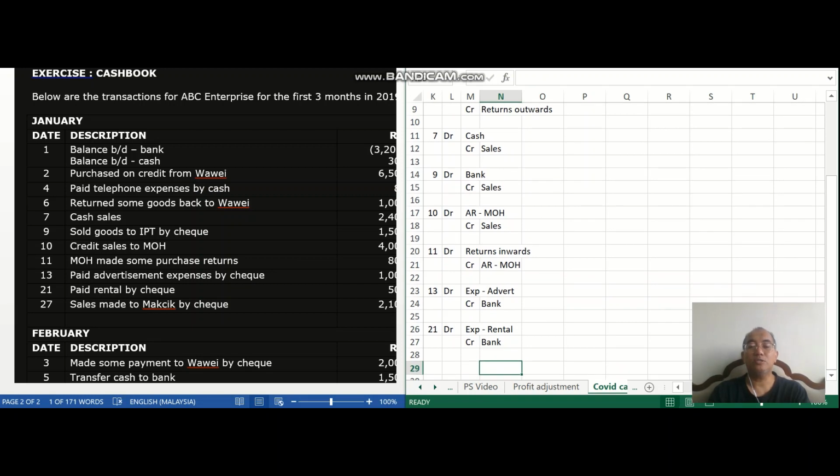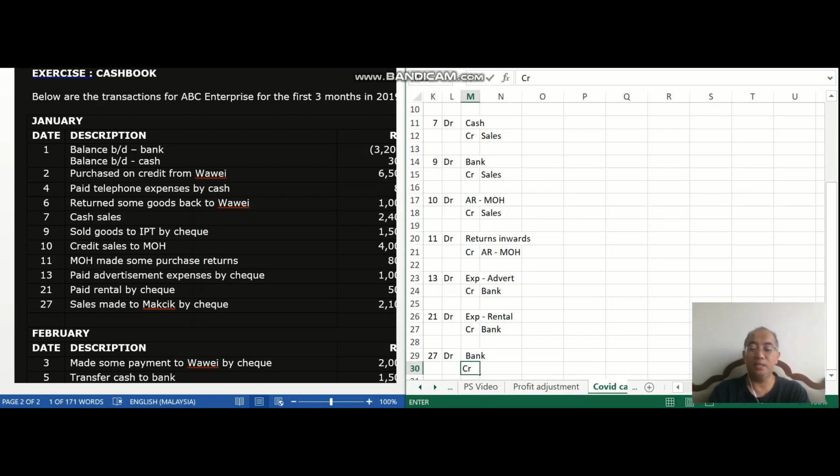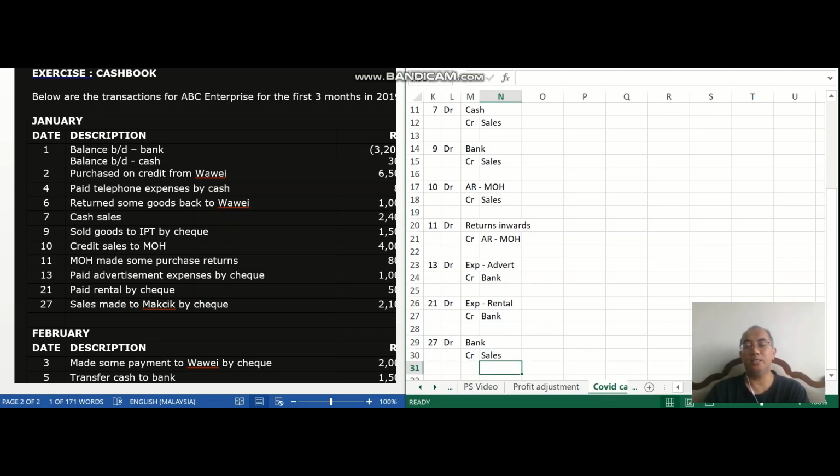Okay, last transaction in January, that is January 27. Sales made to makcik by check. So you receive a check, so you debit your bank and credit sales. So those are the transactions for January.